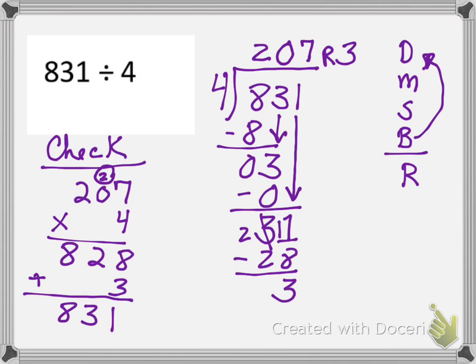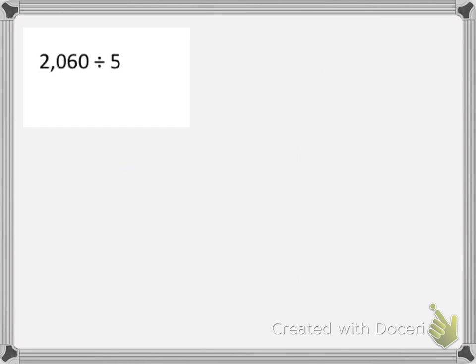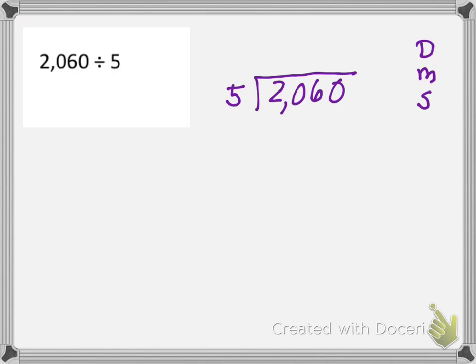And we did it correctly. The next one, 2060 divided by 5. Division, multiplication, subtraction, bring down, and remainder. But after we bring down, we always go back to divide.